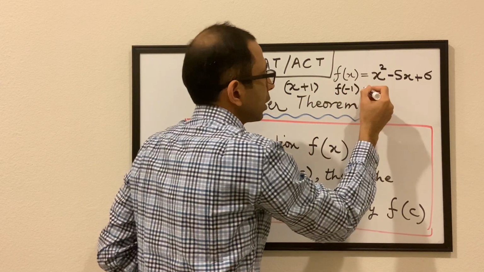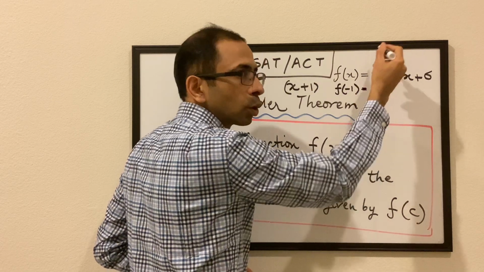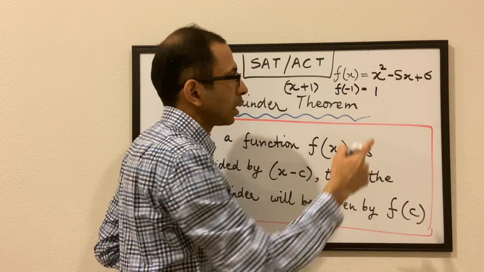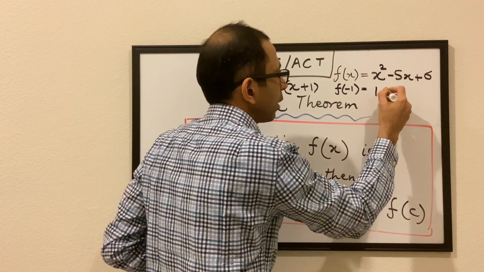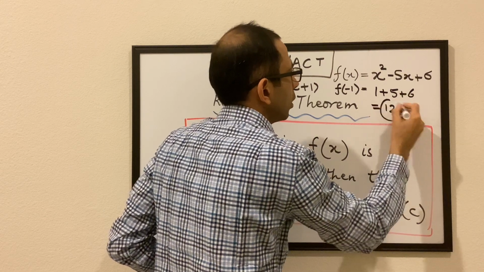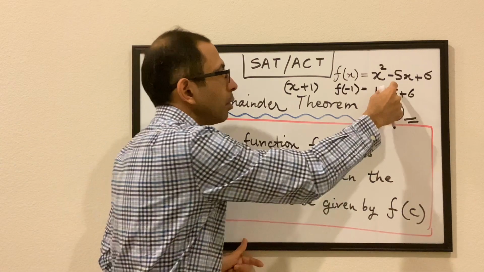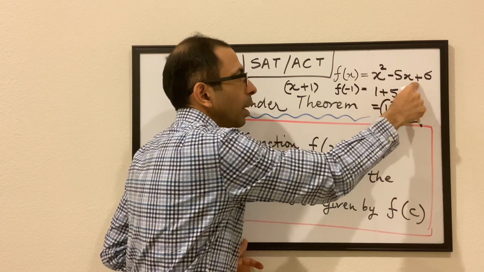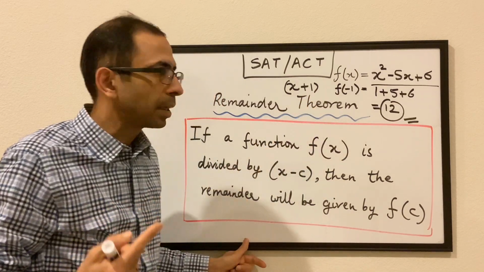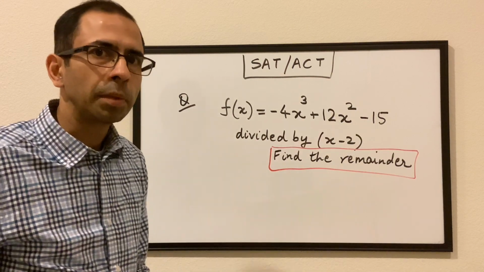So let's see what f of minus 1 is. f of minus 1 would be minus 1 squared, which is 1, minus 5 times minus 1 is plus 5, plus 6, which is equal to 12. So essentially, the remainder theorem is saying that when we divide x squared minus 5x plus 6 by x plus 1, the remainder would be 12.